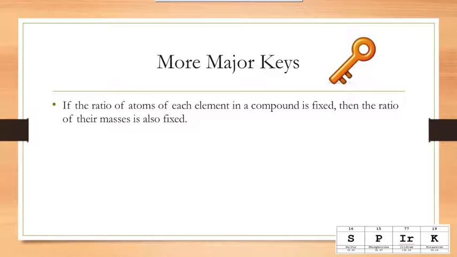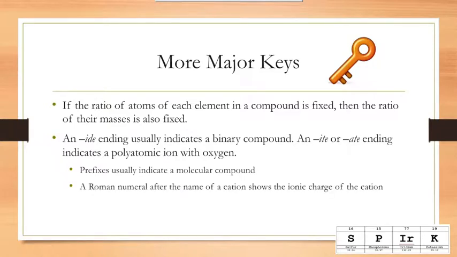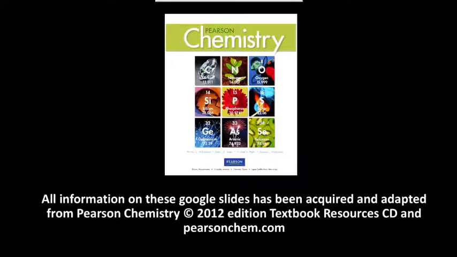So some more keys. If the ratio of atoms of each element in a compound is fixed, then the ratio of their masses is also fixed. An IDE ending usually indicates a binary compound. An ITE or ATE ending indicates a polyatomic ion with oxygen. Prefixes, again, usually indicate our molecular compounds. Roman numerals after the name of a cation shows the ionic charge of the cation.